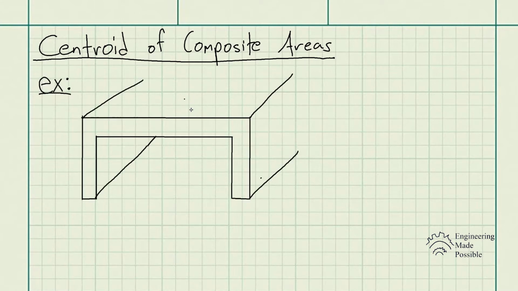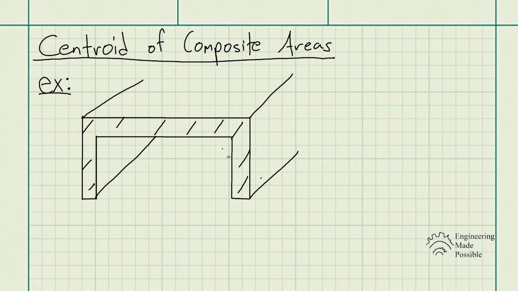Let's say we have this structure or this beam with this specific geometry. The cross-section area would be this area of the beam, so this would be considered the cross-sectional area. So what would be the centroid of this beam?